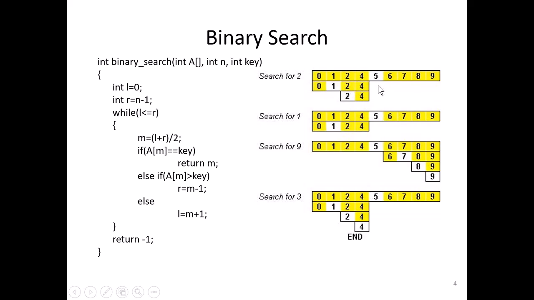So 5 is greater than 2. So the element should be available in the left of the list. So you can adjust the R value by using the formula R equal to mid minus 1. Okay. So here we have part of the list only.